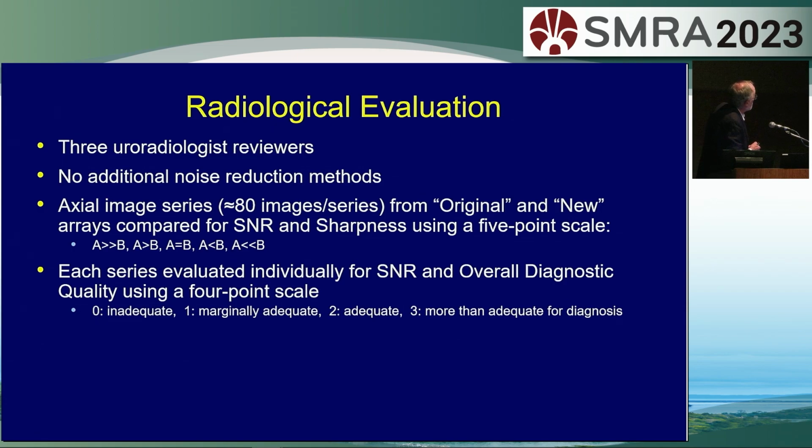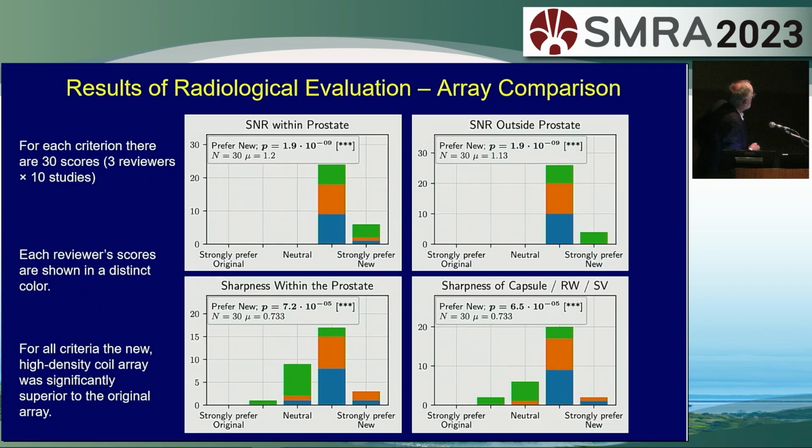They did this on a 5-point scale, where the middle score meant that the 2 coils had equivalent perceived SNR or sharpness, and we allowed negative and positive scores from there. This shows the results. For signal to noise within the prostate, a neutral score of 0 would mean equivalent performance. And you can see here that all scores rated the new coil superior in performance. The 3 radiologists are indicated by different colors. For SNR outside the prostate, similar.